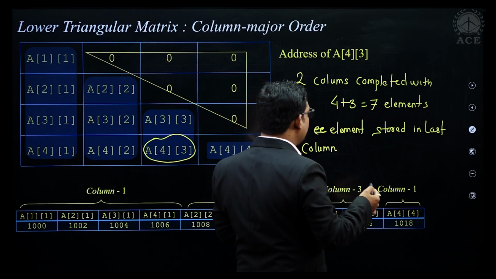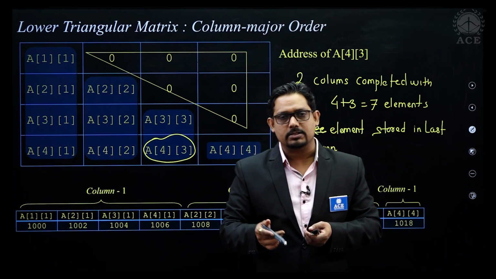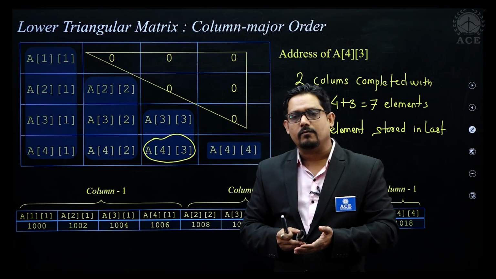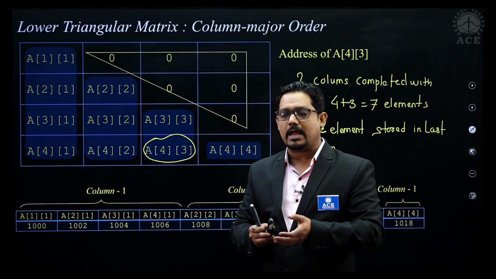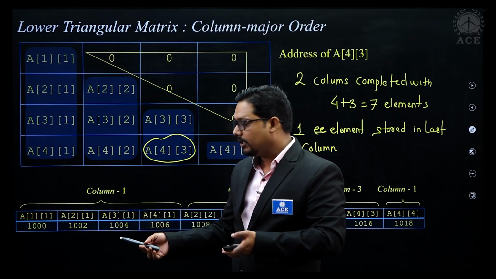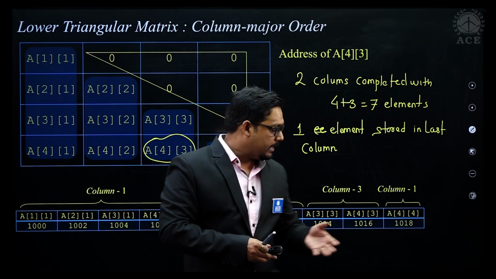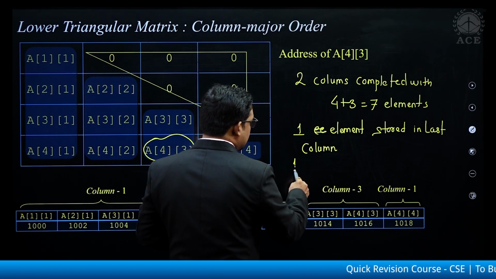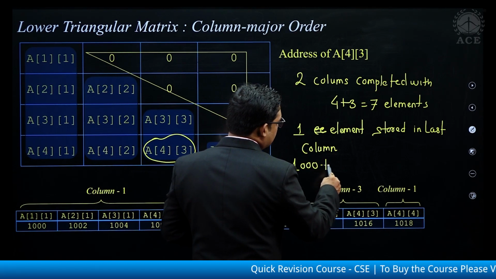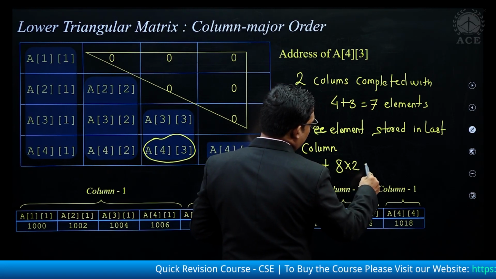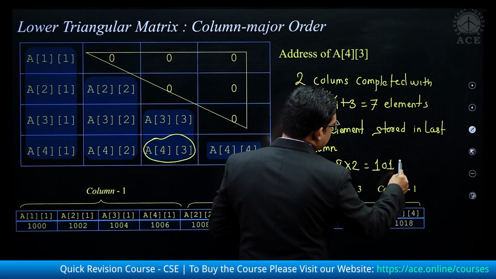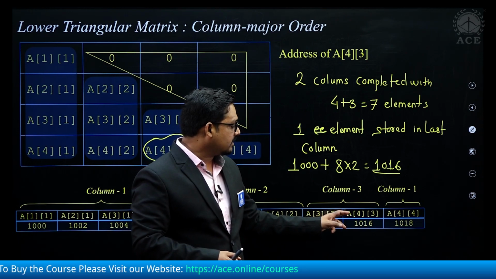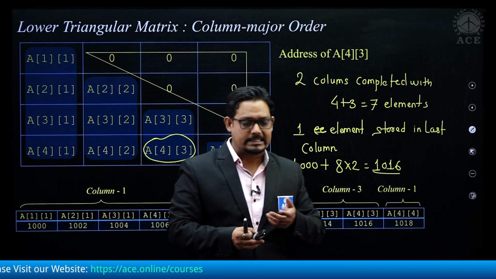So now in total, 7 plus 1, that is 8 elements, have already been arranged. 7 from here, 4 plus 3, and then 1 more. Because my starting address is 1000, we multiply these 8 elements by the size of each element, which we are assuming as 2 bytes. So 1000 is the base address, plus 8 elements arranged, each of size 2, which equals 1016. That should be the address, and that is a manual calculation, and you can verify that A43 in this case is at 1016.